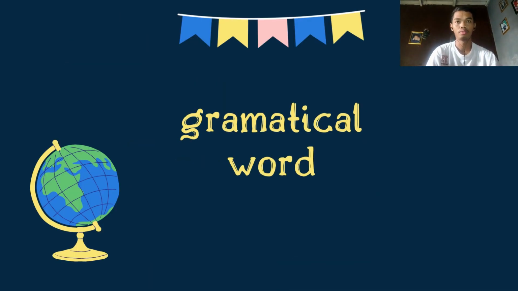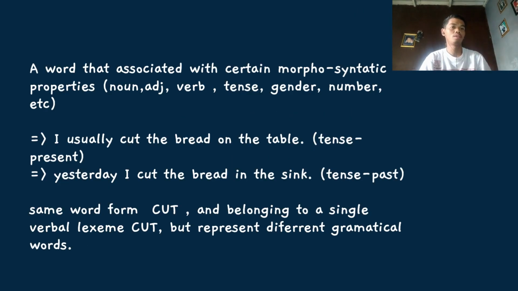And then we have a grammatical word, a word that is associated with certain morphological or syntactic properties. For example, we have two tenses. The first one is: I usually cut the bread on the table. And then we have: yesterday I cut the bread in the sink. We have the word cut in both tenses and they have the same word form, cut, and belong to a single verb, but represent different grammatical words. Similar word forms have different grammatical words.